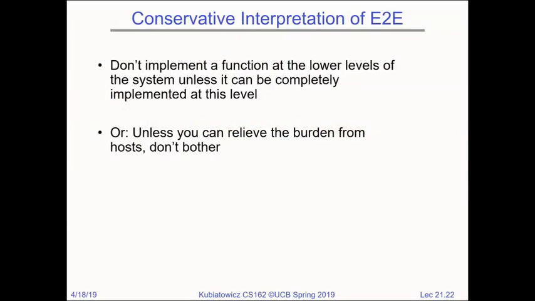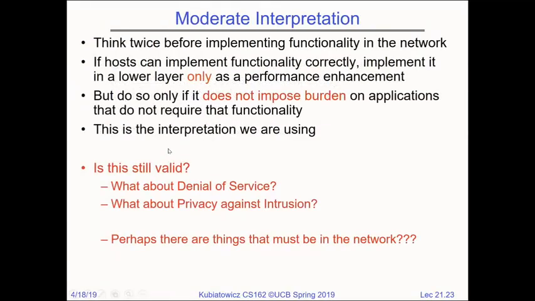So, a conservative interpretation of the end-to-end argument is don't implement a function at the lower levels of the system unless it can be completely implemented at this level. Or, unless you can relieve the burden from the host, don't bother. That's the conservative version. A more moderate interpretation might be think twice before implementing the functionality. Understand the whole stack. If hosts can implement the functionality correctly, implement it at the lower layer only as a performance enhancement. Do so if it does not impose burden on applications. This is the interpretation that we're going to assume here. It's really about understanding the full system design and putting things carefully in the network.